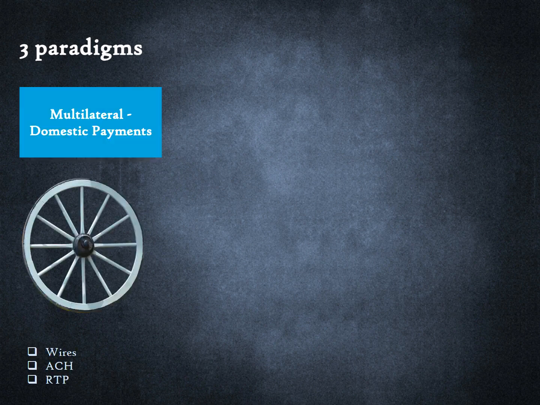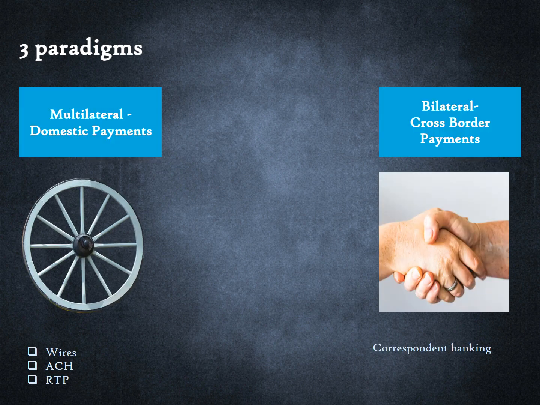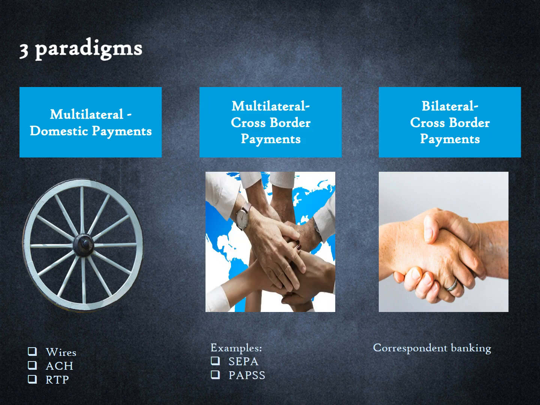This brings us to three paradigms within payment rails. We have a multilateral hub and spoke paradigm for domestic payments and a bilateral paradigm for cross-border payments. When the euro was introduced in 1999, it made possible an ACH type of system across the eurozone. This was SEPA, the Single Euro Payment Area. A similar initiative in Africa is PAPS. Multilateral paradigms are being tried for cross-border payments, but correspondent banking is still dominant.